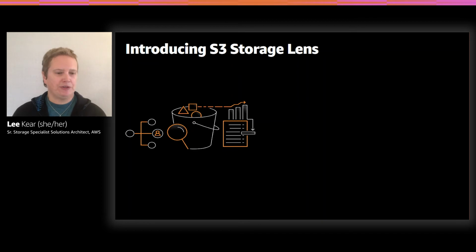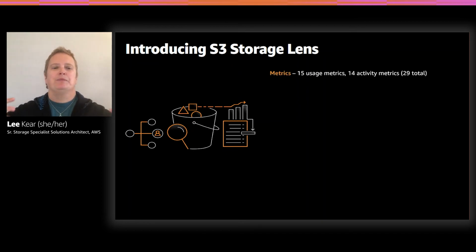So first and foremost, S3 Storage Lens provides a large number of metrics, 29 in total, including both usage and activity. And I'll go into the specific list of metrics a little bit later in this presentation. But I wanted to call out that many of these metrics are brand new and have never been surfaced before by S3, and others have been provided before, but only at the bucket level.